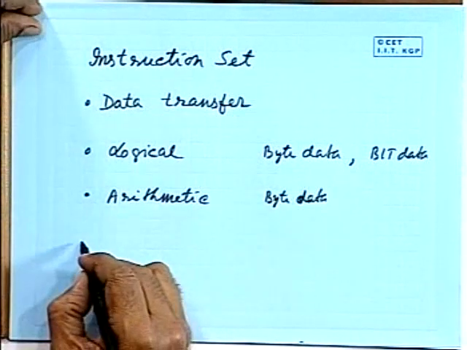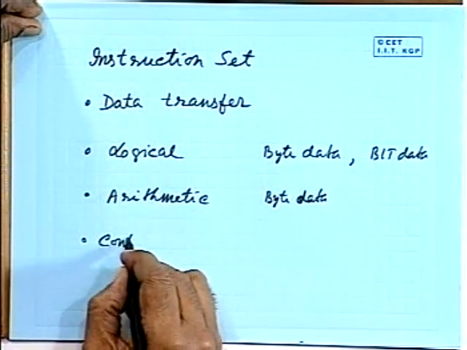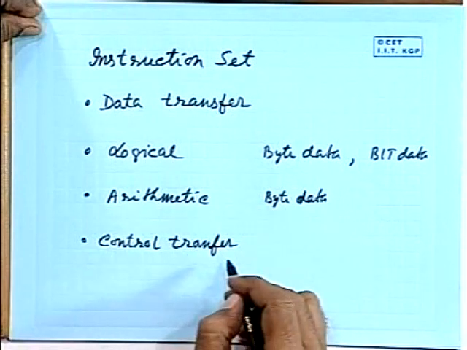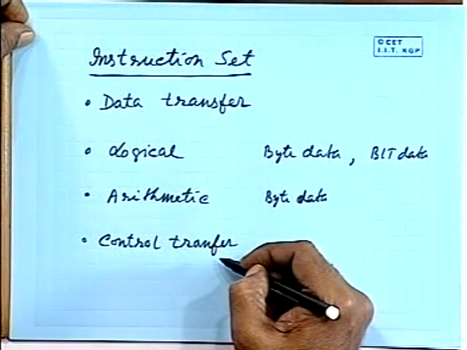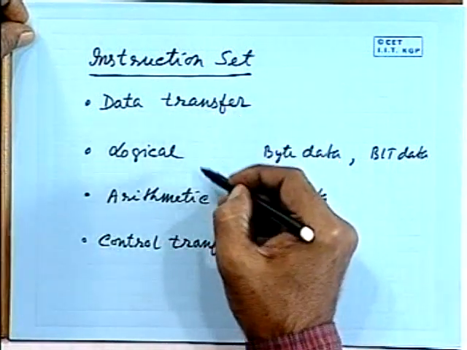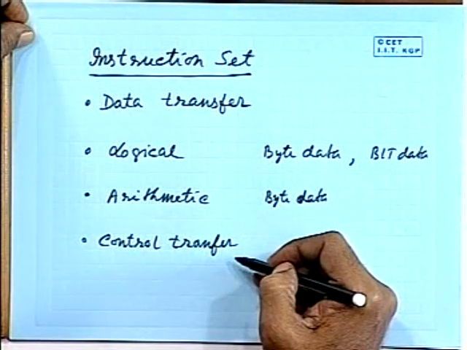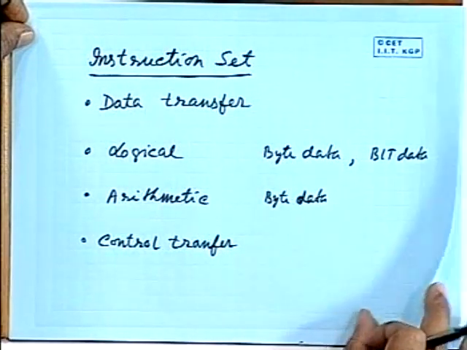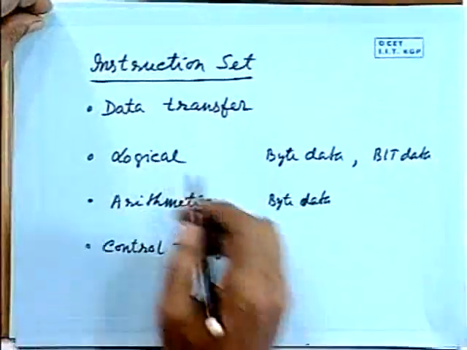And finally, you will require control transfer instructions, with the help of which you will perform basically two types of jumps: unconditional jumps and conditional jumps. So they belong to the control transfer group. So these are the four different types of instructions. The instructions can be grouped under these four categories, and various instructions are available for data transfer, logical, arithmetic, and control transfer. Let us focus on the data transfer instructions in more detail.